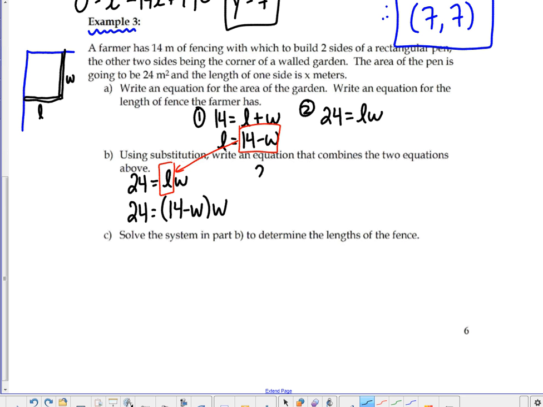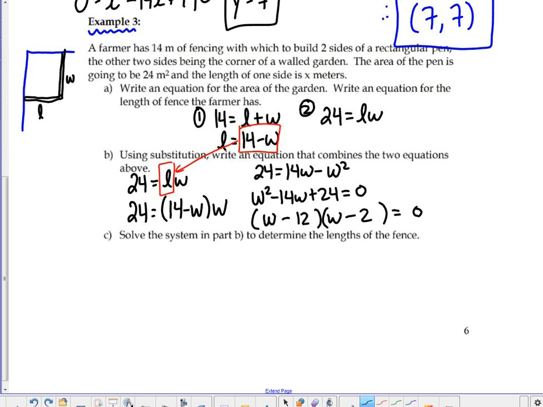Expand, yeah. So 24 equals 14w minus w squared. Now it's a quadratic, so everything has to go to one side. Left side or right side? Left, so that w squared becomes positive. So w squared minus 14w plus 24 equals 0. Does that factor? What are our factors? 12 and 2. So that means our width is either 2 or our width is 12.